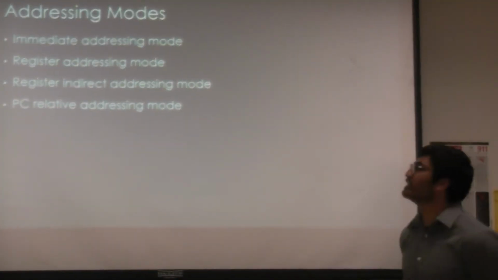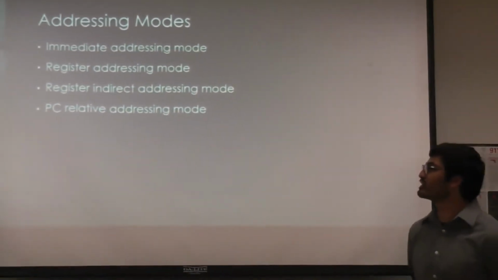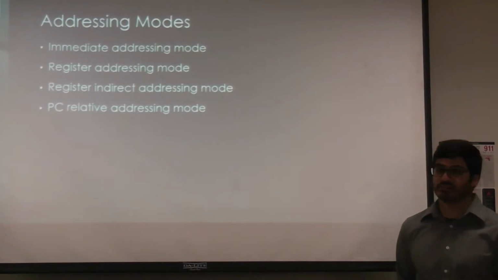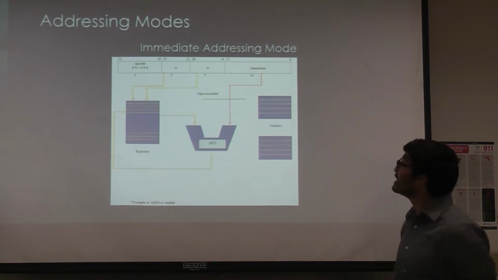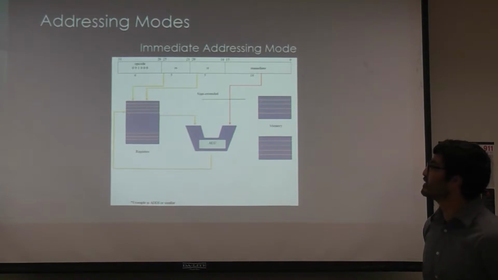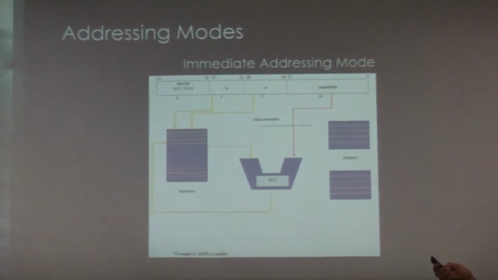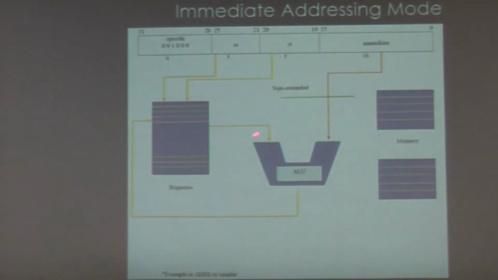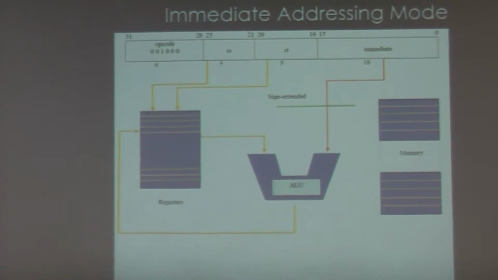Addressing modes. Immediate addressing mode, we have register addressing mode, register indirect addressing mode, and PC addressing mode. Here we have the immediate addressing mode. The first most significant bits is the opcode. We have RS and we have RT. Both are fed into registers. And we have immediate value. This example right here is used for add immediate or any similar instructions.